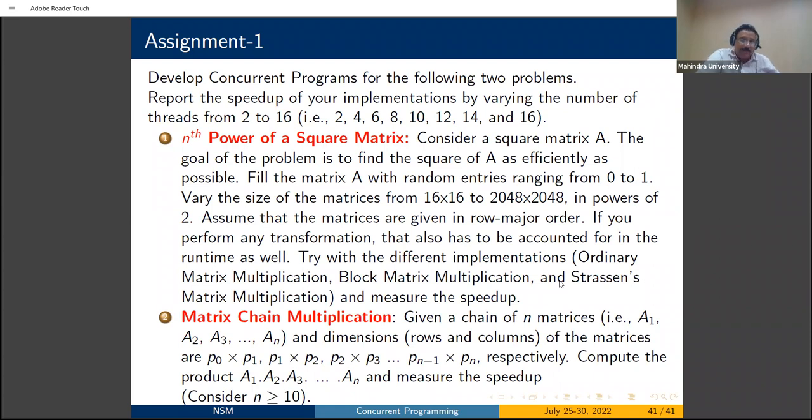Next is the matrix chain multiplication problem. If you have a chain of n matrices, and the number of columns of the first matrix equals the number of rows of the next matrix, that means columns of A1 equals rows of A2, columns of A2 equals rows of A3, and so on, we have to multiply all these n matrices with a minimum number of multiplications. We have to compute the product A1 times A2 times and so on up to An in less time, and measure the speedup. These are the two problems. I shared these slides with you, please go through them. This is on slide 41.